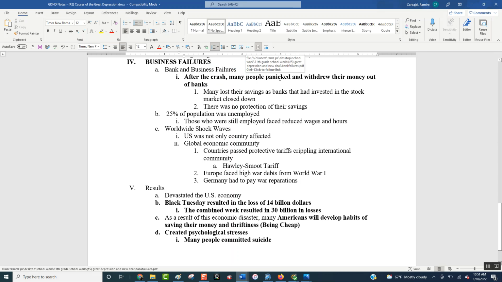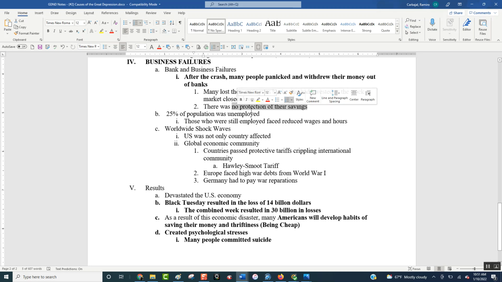After the crash, many people panicked. They went to the bank: give me my money, give me my money. But of course, the banks didn't have it because they had been invested in the stock market. So many banks closed, permanently, not like till next weekend, permanently. There were no protections for your savings account yet. There will be later, but not yet. So you lost everything. 25% of the population became unemployed. This is a huge, massive number. We've never had anything close to 25% unemployment then or later. In the 90 years since then, we haven't even gone close to 25%. It was really horrible. People living on the streets. It was really, really bad.